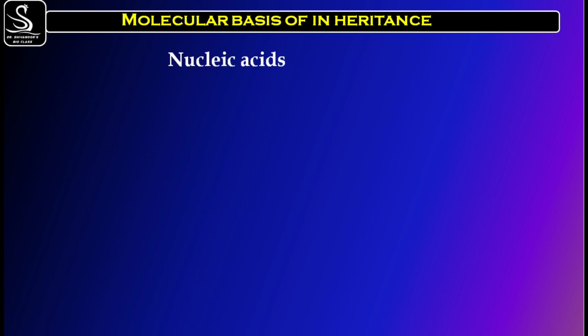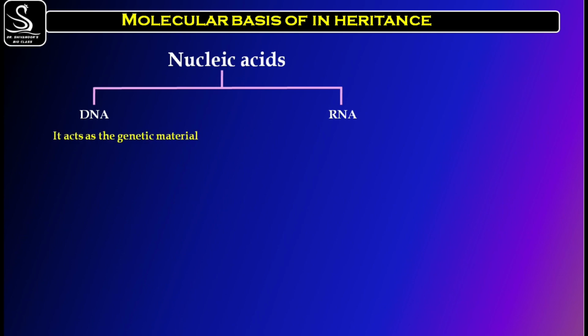Then let us begin to understand the nucleic acids. Remember that nucleic acids are present in two different forms. One is DNA, of course, and another one is RNA: deoxyribose nucleic acid, ribose nucleic acid. Remember, DNA acts as a genetic material according to most of the scientists, and that is true even based on our advanced knowledge. But remember, RNA also acts as a genetic material for some of the organisms.